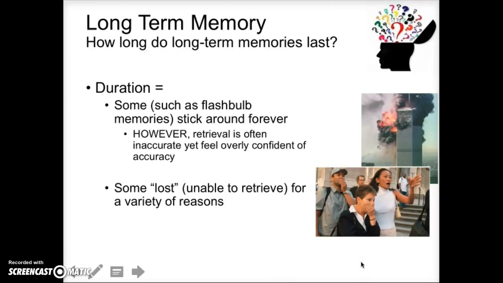Now, while some memories stick around forever, other memories appear to be lost, or at least we can't quite find them. They may still be rattling around up there in our heads somewhere, but we've been unable to retrieve them. And so in the next video, we're going to focus on retrieval and when we have errors and when we forget.